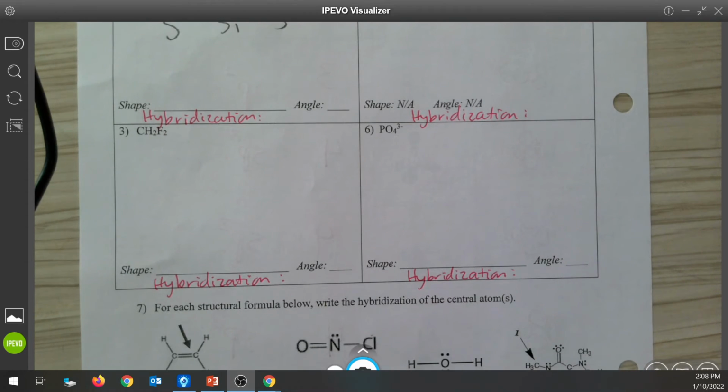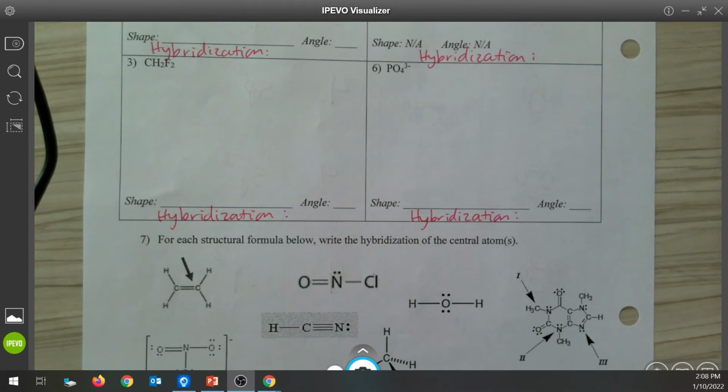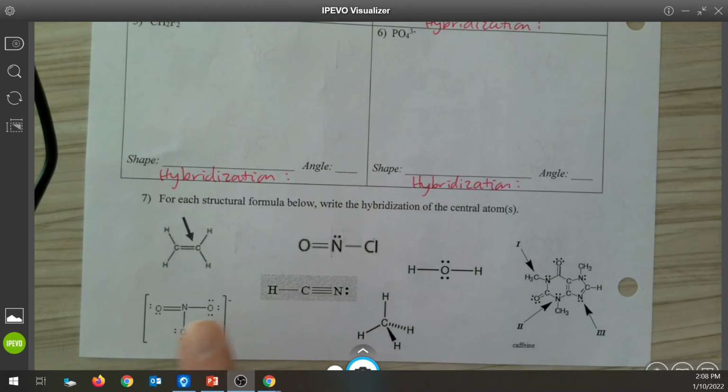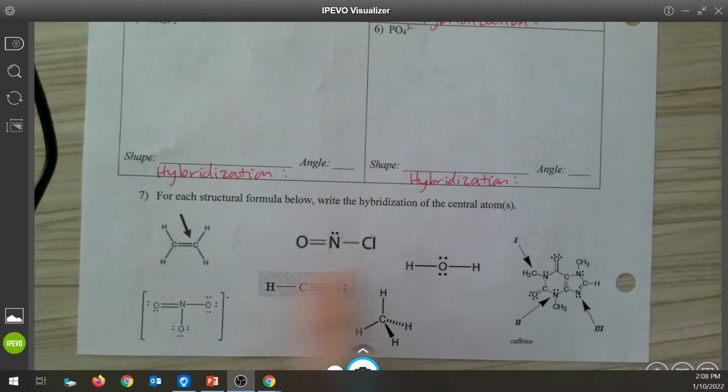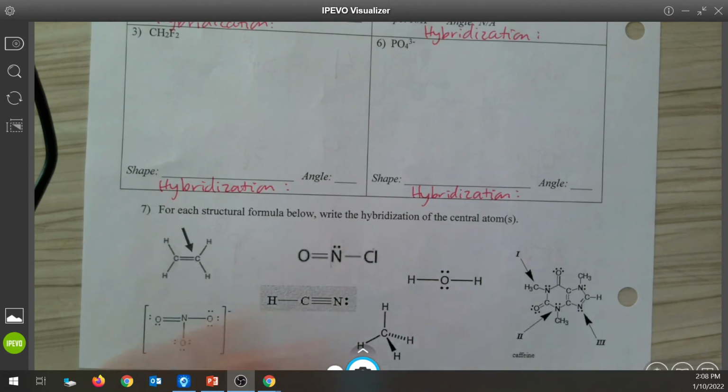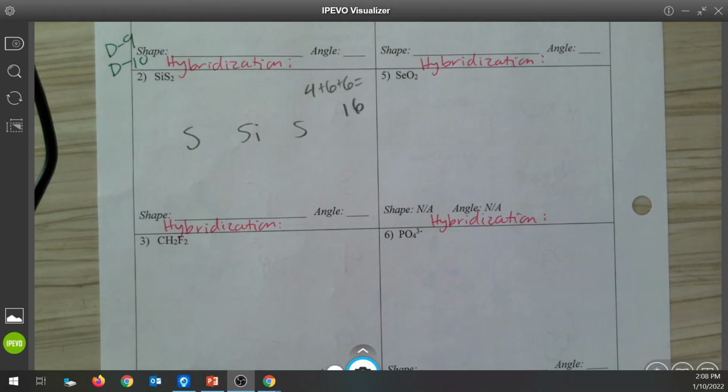For number 7, tell me the hybridization of the central atom only. If the central atom's not clear, tell me the hybridization of what the arrow is pointing to, okay? So focus on what the arrow is pointing to.